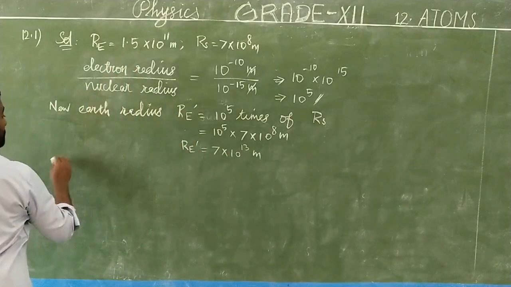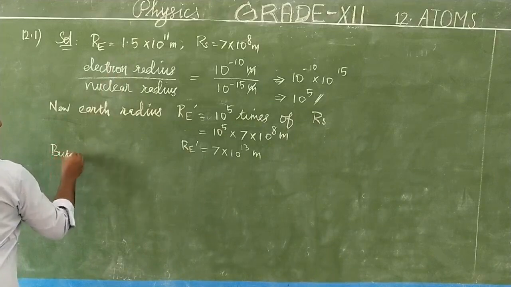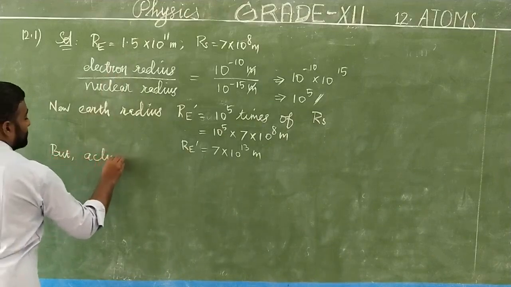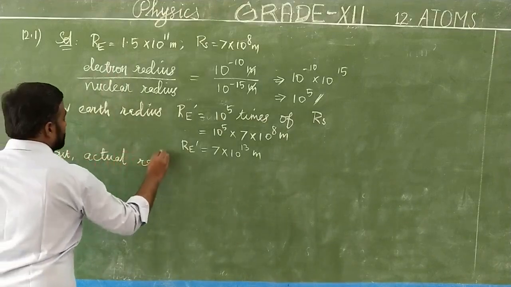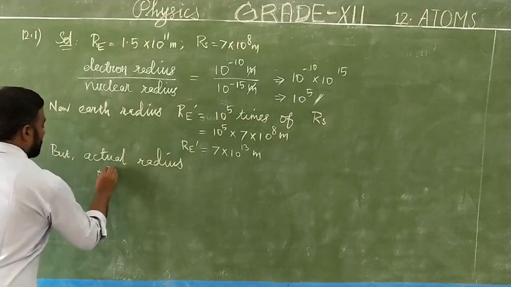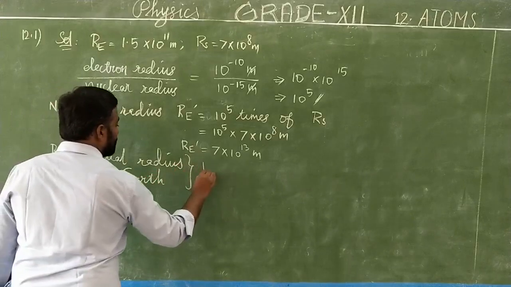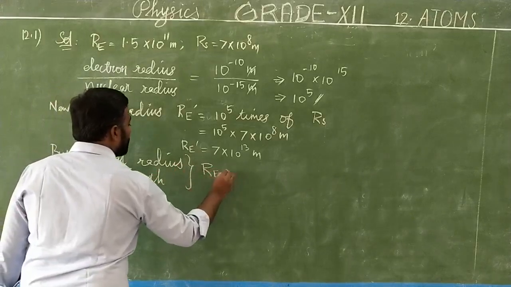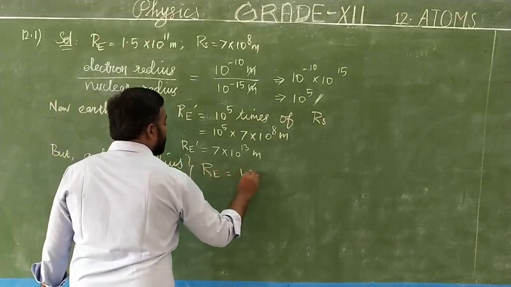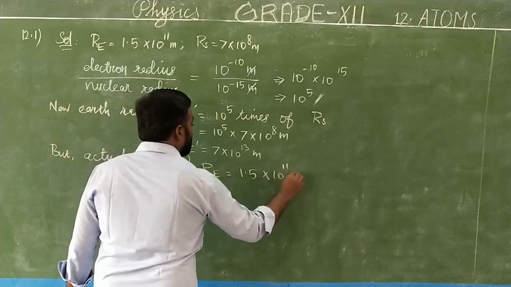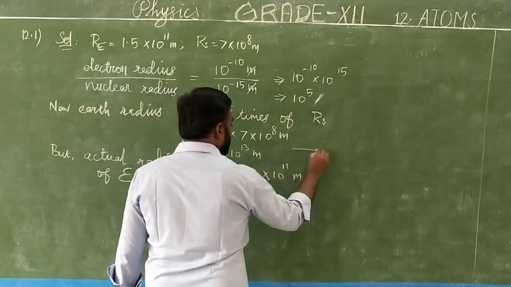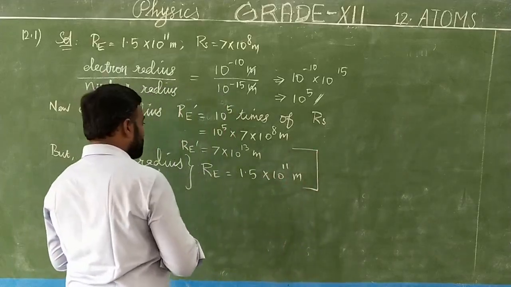What is the radius of Earth? The actual radius of Earth is a constant value that does not change. So the actual radius of Earth is 1.5 into 10 raised to 11 meter. So compare these two values.